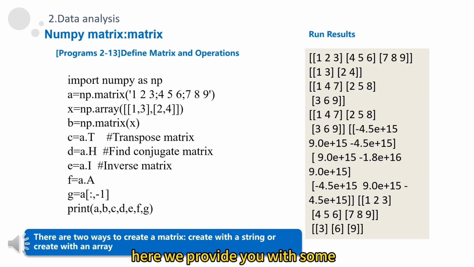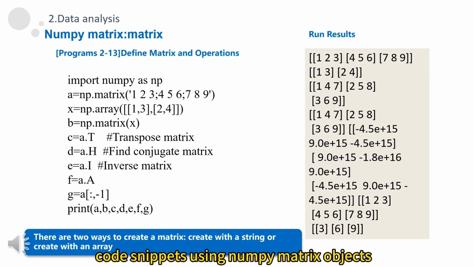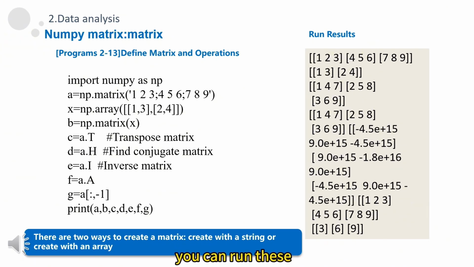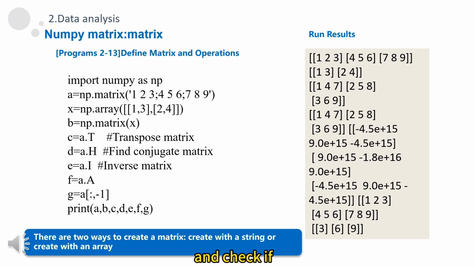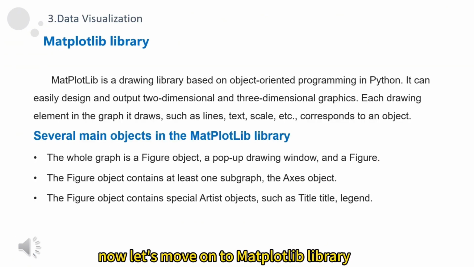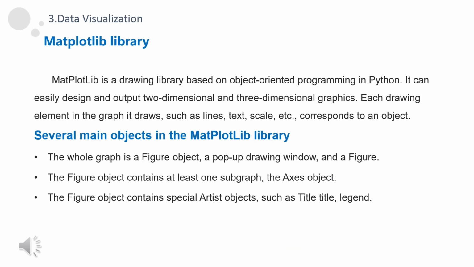Here we will provide you with some code snippets using NumPy's matrix object. You can run these in your own Jupyter notebook. You can check the following code snippets in your Jupyter environment to see the results and check whether they are right. Now let's move on to the Matplotlib library.